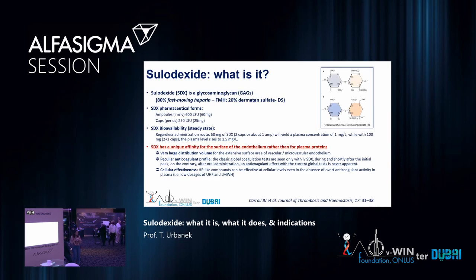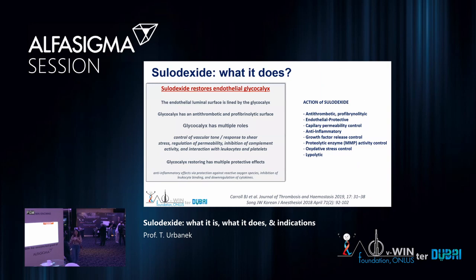So sulodexide, what it is, what it does, and also some words about indications. First question, of course, what is it? I think that most of you know that sulodexide is a glycosaminoglycan, which is the combination of fast-moving heparin, 80%, and 20% of dermatan sulfate. Sulodexide has a unique affinity to the surface of the endothelium, rather than to the plasma protein. That's why we do not observe the anticoagulation effect of sulodexide in the global coagulation tests.